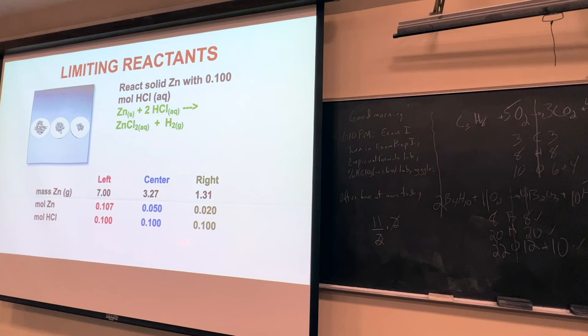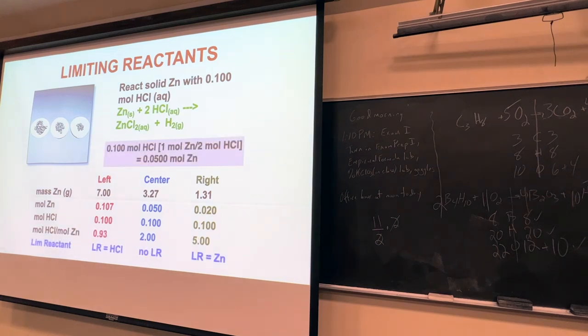But over here, we didn't put enough zinc in, and here we didn't have enough HCl for the amount of zinc that was put in. So what that means then is we can figure out, if you want, a ratio between the HCl and the zinc, or either way. 2-to-1 is what we're looking for. 0.1 divided by 0.05 is certainly 2. Here, the ratio was a little less, and here it was a little bit more. So that means over here, zinc was limiting how much we could make. Here, the HCl limited how much can happen.